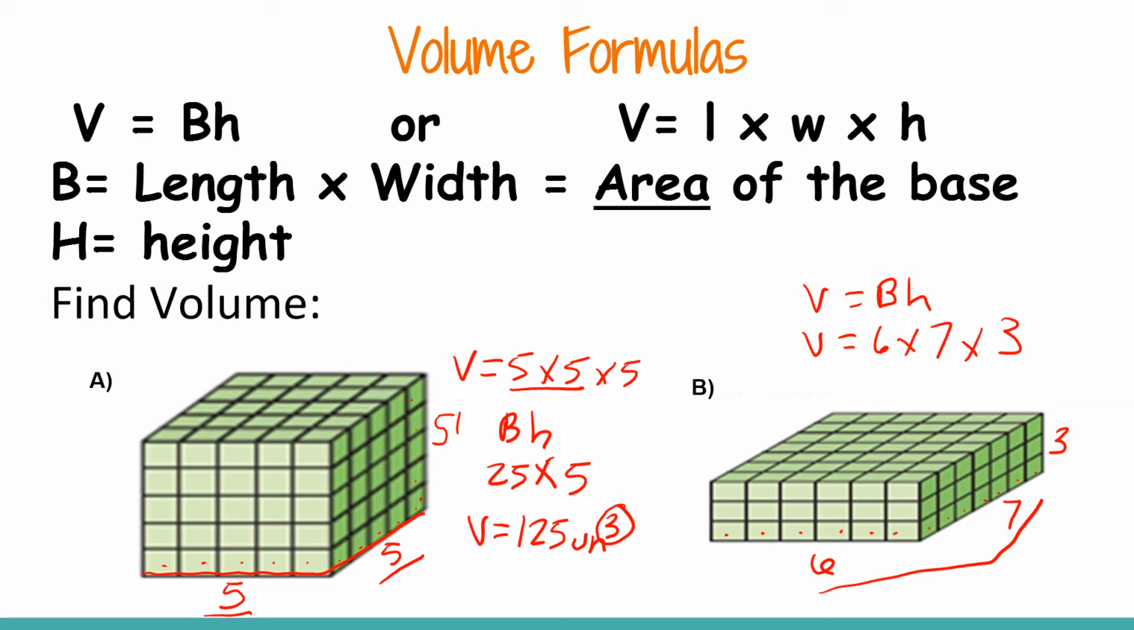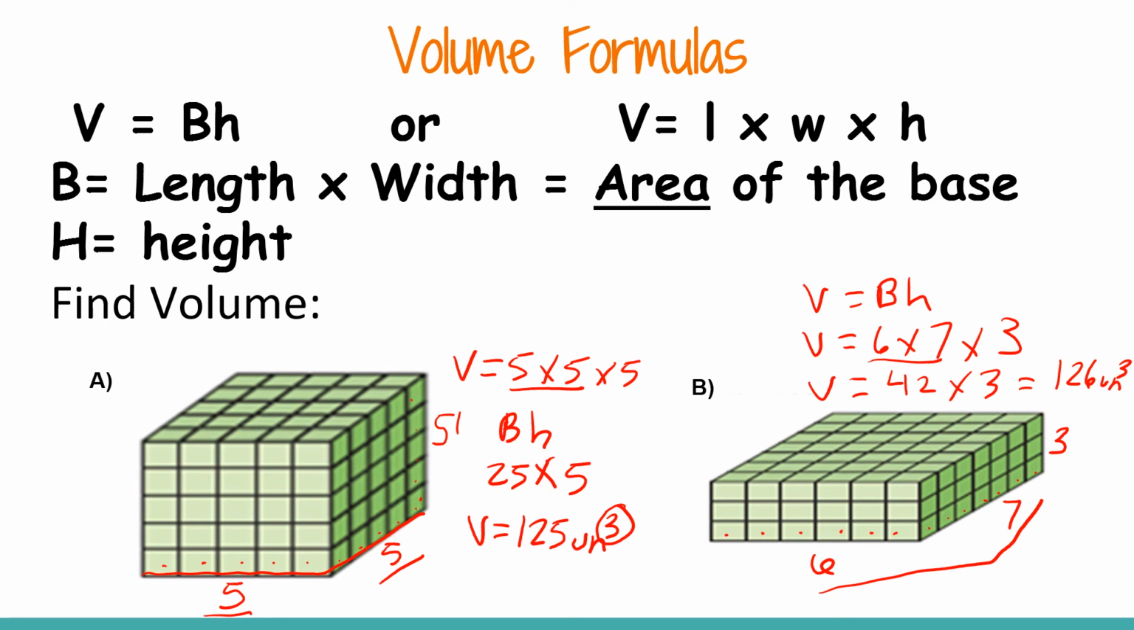6 times 7 is 42, times 3. 40 times 3 is 120. 2 times 3 is 6. So that equals 126 units cubed. All right. Okay, good.